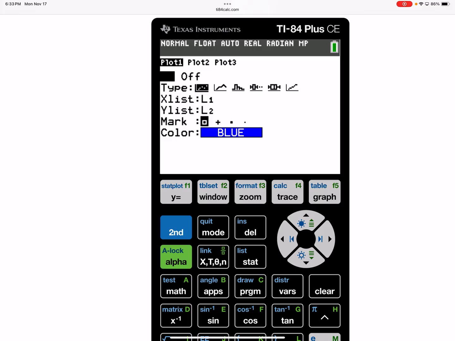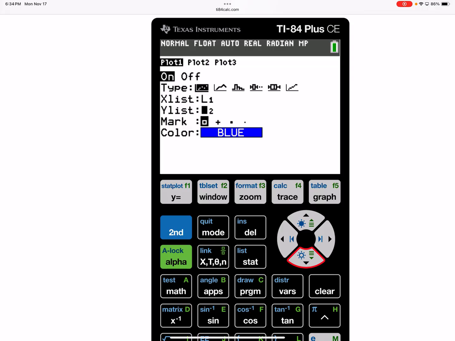See, this is where we went when we did our box and whisker plots before. Do you have some dots? Okay, and then your X list, your X values, you put those in L1 because those were your reading values. Your Y list was L2. You may not have the mark and the color. It doesn't matter. That's just telling you how they're going to color it. Do you have the L1, L2?